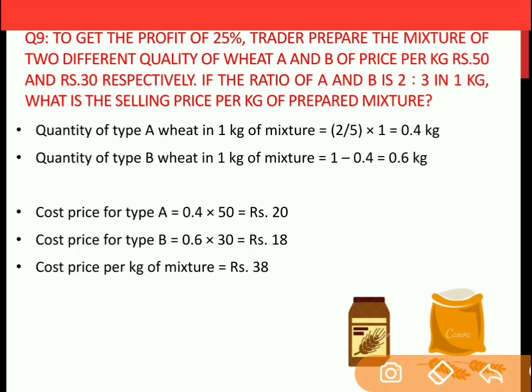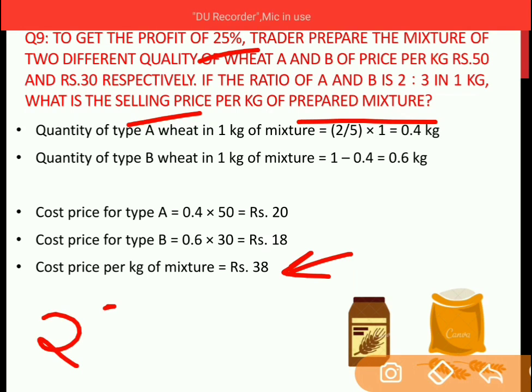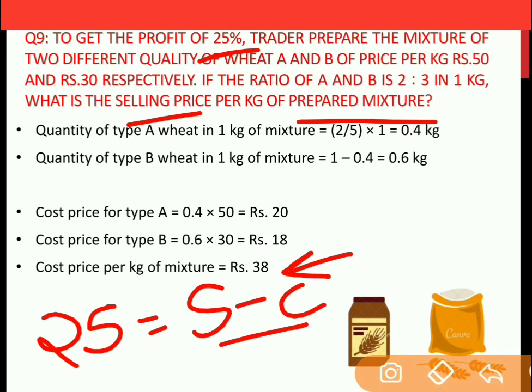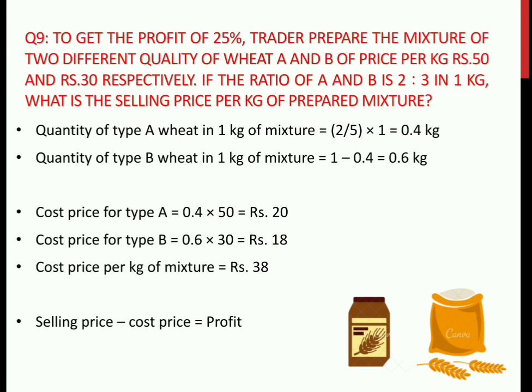Now we need to find out the selling price of the mixture. The cost price is 38 rupees and the profit is given, which is 25%. So the profit percentage 25% is equal to sales price minus cost price, divided by cost price. We have the cost price as 38 rupees, and the unknown quantity here is the sales price. So (S minus 38) by 38 is equal to 25%. From that we can find out the sales price.